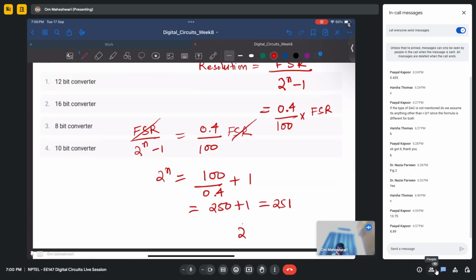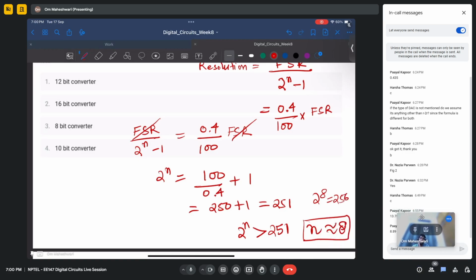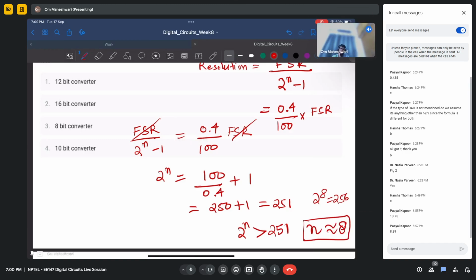So 2 to the power n should be greater than 251, obviously. So n could be 8, right? 2 to the power 8 equals 256. So the closest is 8. So it is an 8-bit converter.